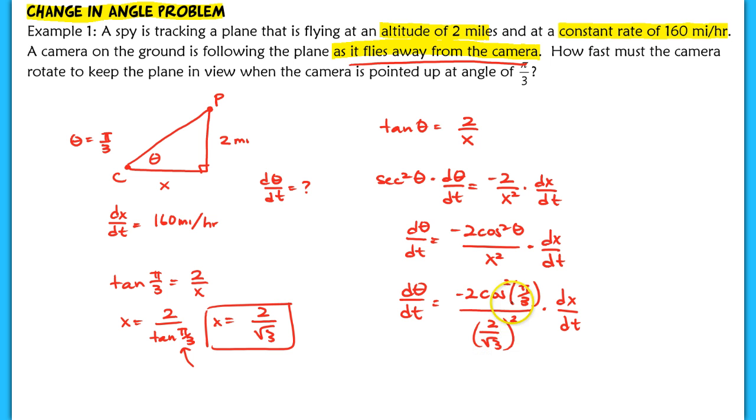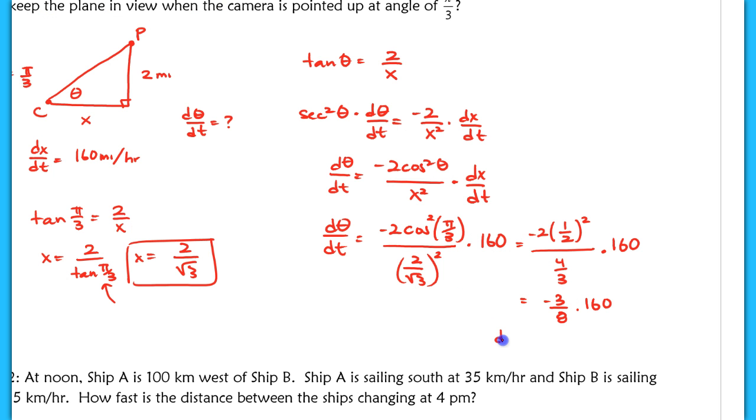2/√3 squared. I'm going to go ahead and pause and then just evaluate this. Oh, I forgot to plug in dx dt, sorry. That's positive 160. Alright, so after we evaluate, d theta dt will equal negative 60. Now the units here are going to be radians per hour.